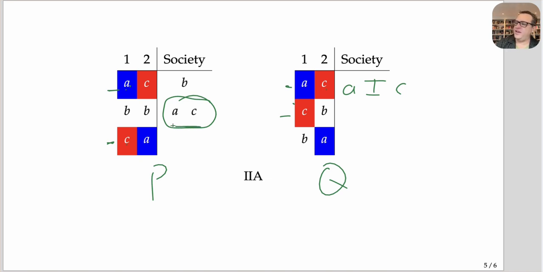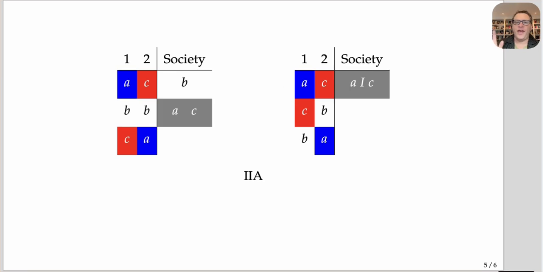Since society is indifferent between A and C in P, and we're in Q, and the relative rankings of A and C are exactly the same for both voters, then society must be indifferent between A and C in this second profile. So that's what we have. Society must be indifferent between A and C in the second profile. Let's look at something else.